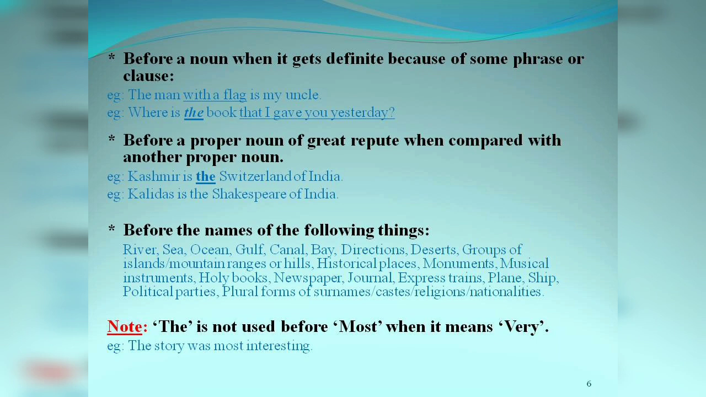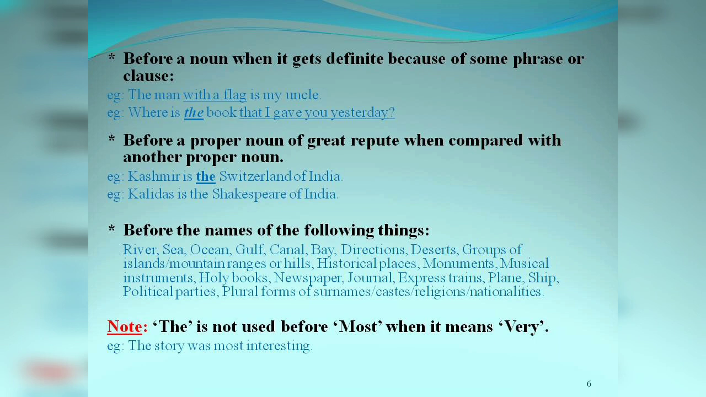Next rule says before the names of the following things: river, like the Ganges; sea, the Black Sea, the Red Sea, the Arabian Sea; ocean, the Pacific Ocean; Gulf, the Gulf of Mexico, the Gulf of Kutch; and canal, the Indira Gandhi Canal, the Suez Canal; bay, the Bay of Bengal; direction, the east, the west, the north, the south; desert, the Sahara Desert, the Thar Desert; group of islands, the West Indies, the Lakshadweeps; mountain ranges, the Himalayas, or hills, the Shivaliks, the Aravallis; historical places like the Red Fort, the Qutub Minar; monuments, the Taj Mahal; musical instruments, the guitar, the tabor, the harmonium, the flute, the pungi; holy books like the Gita, the Srimad Bhagavad Gita, the Quran, the Bible, the Ramayana.